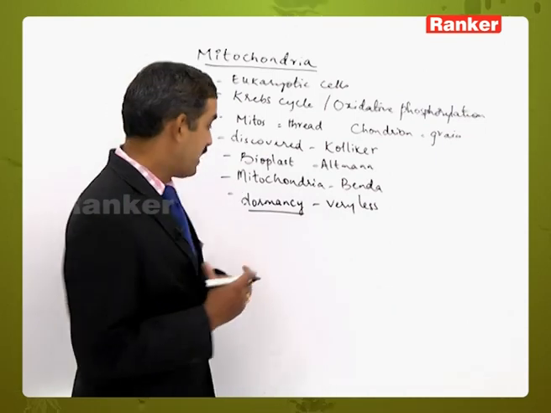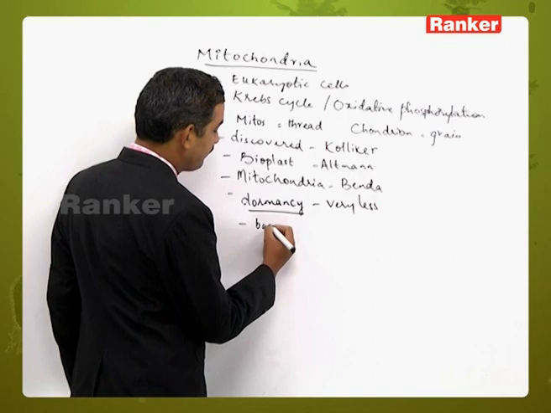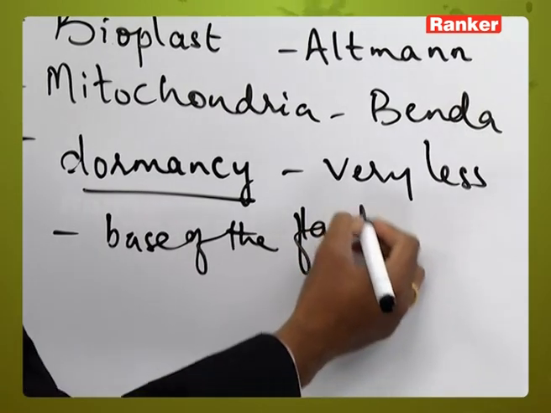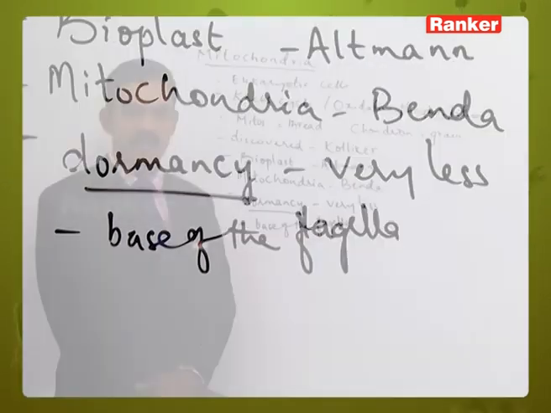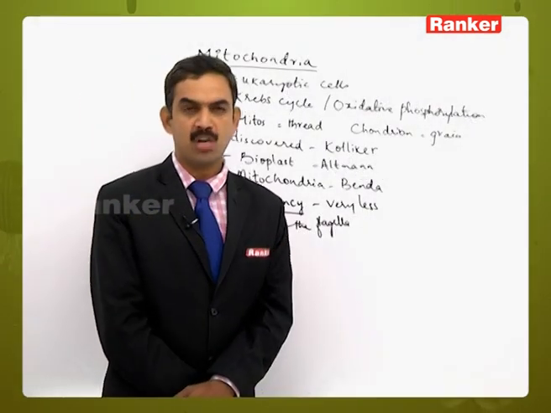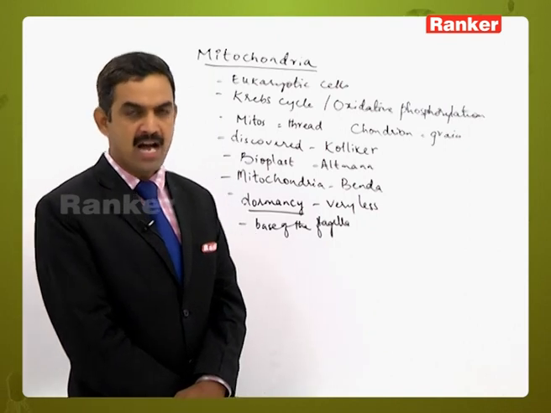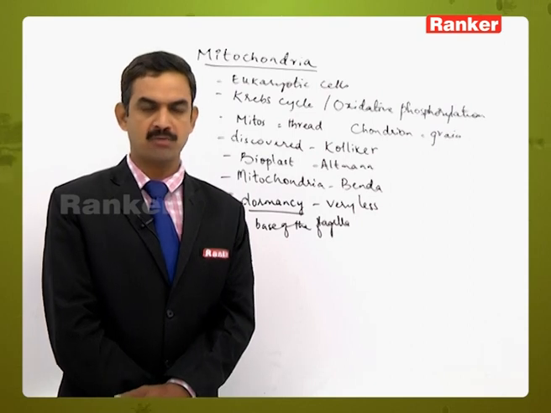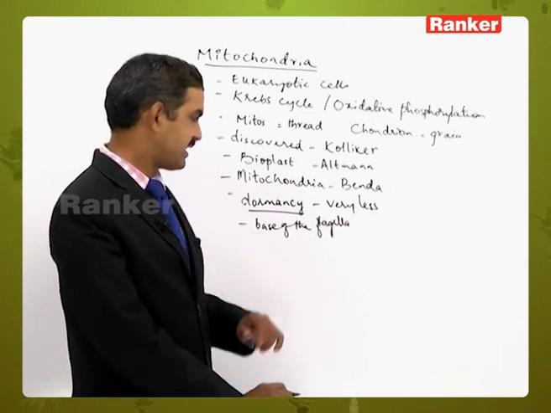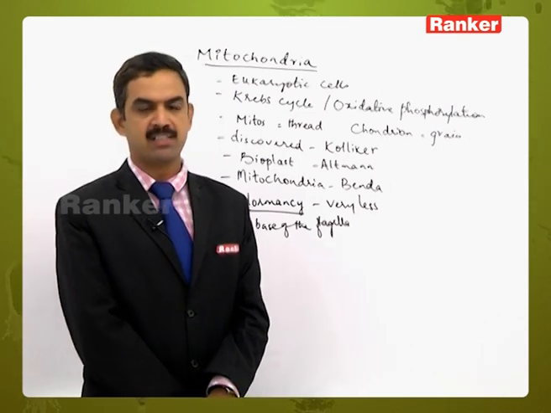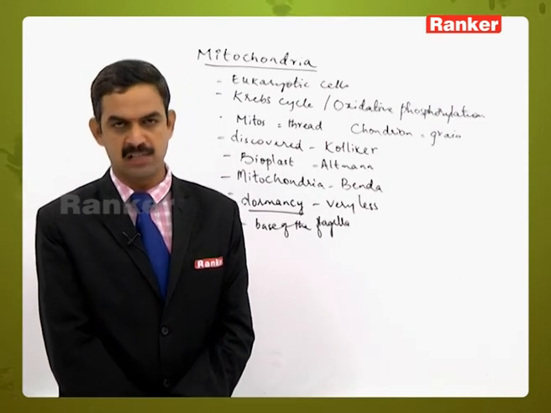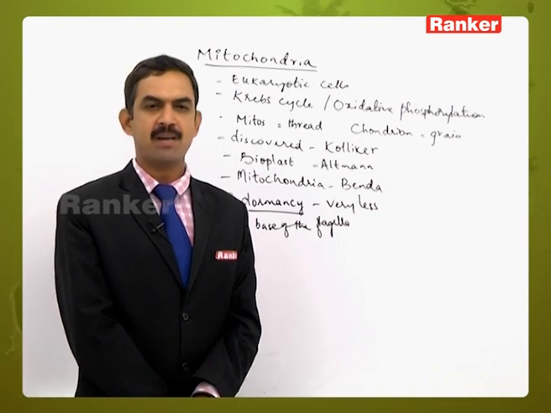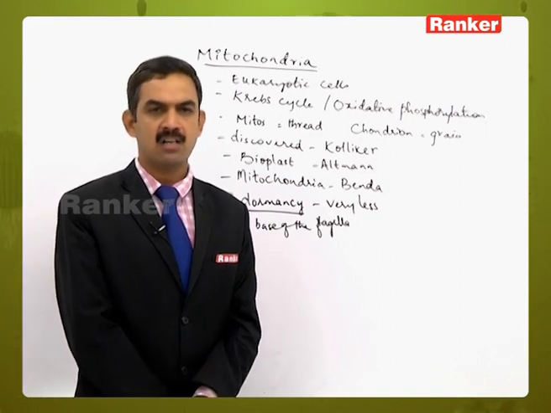Then, at the base of the flagella, or at the basal body part, the number of mitochondria will be very high, because for the movement of the flagella, energy is required. That is the reason why the number will be more wherever the point of origin of flagella is present. Likewise, wherever the metabolic activities are very high, the number of mitochondria will be very high.